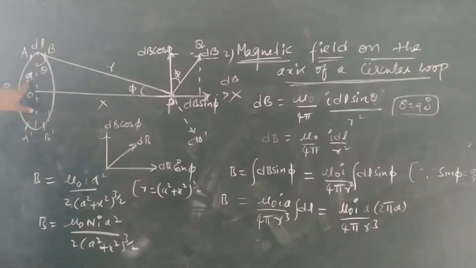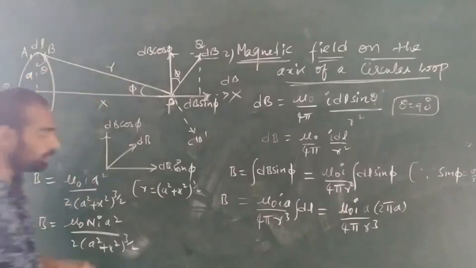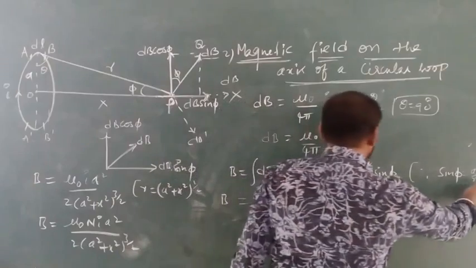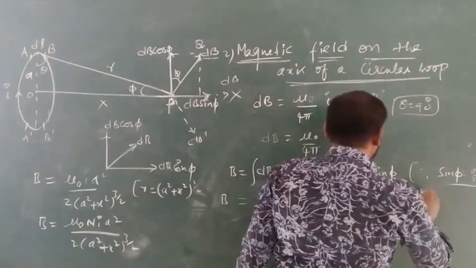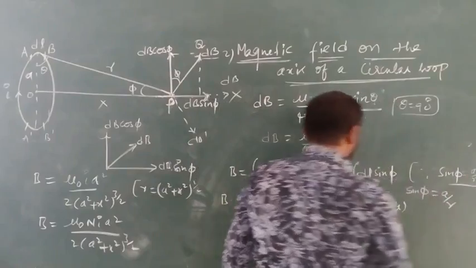Opposite side is how much? Small a by hypotenuse, which is R. So sin phi value is how much? A by R, opposite by hypotenuse.